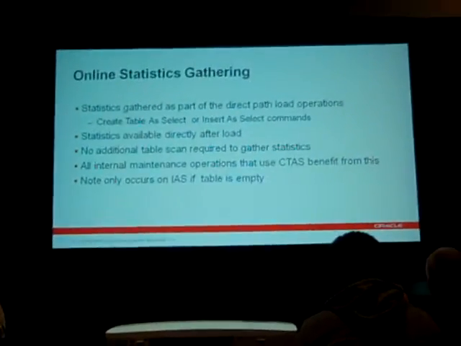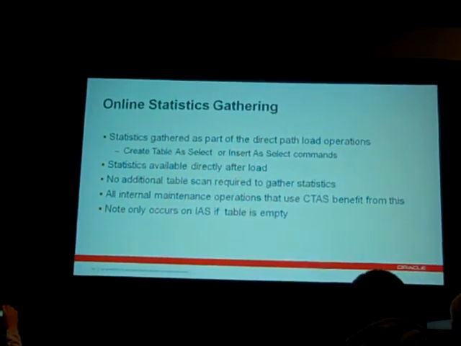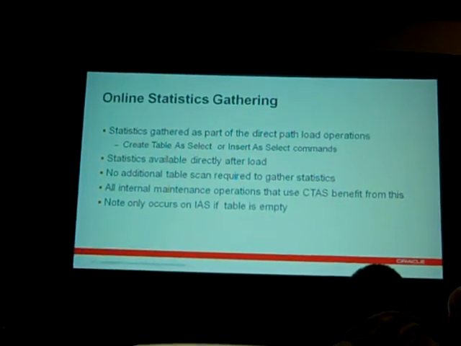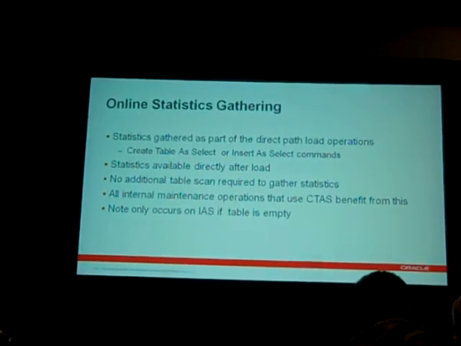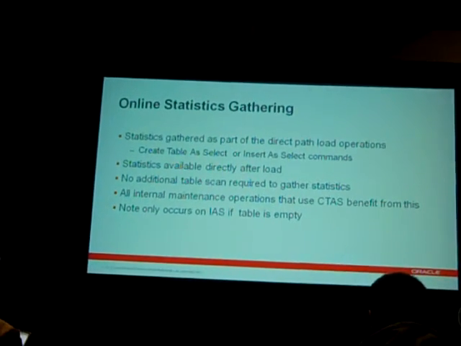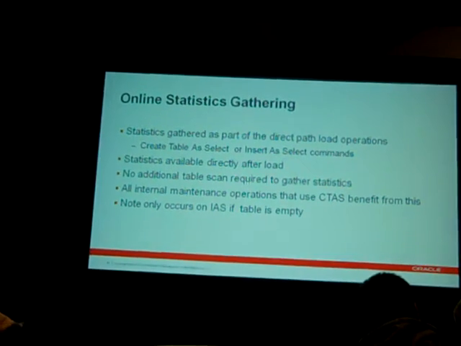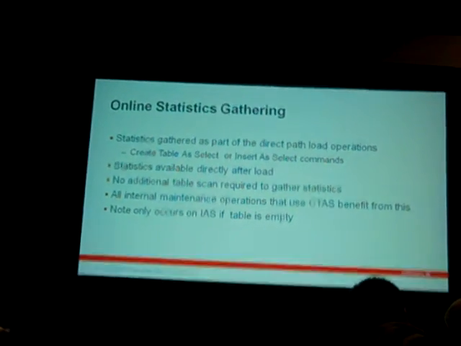For a long time, you've been able to create an index and automatically have statistics gathered as part of that create. We now have that for create table as select. If you do a create table as select, where we have the information about what's going to go into that table, we're able to piggyback that initial scan and gather statistics on the data so that as soon as the table is created, we have stats for it.